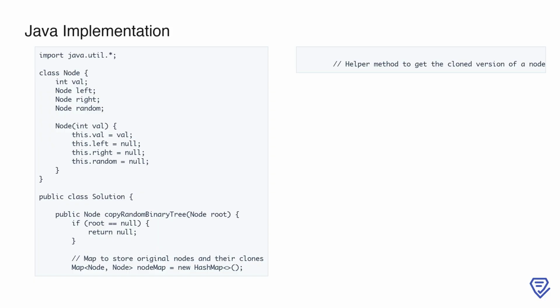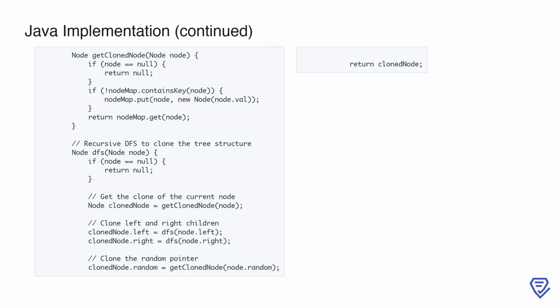This will be crucial for efficiently handling the random pointers later in the process. Finally, we define a helper method, which we will complete shortly, to get the cloned version of any node. The helper method getCloneNode is designed to ensure that each node from the original tree has a corresponding clone node. If the input node is null, it simply returns null.